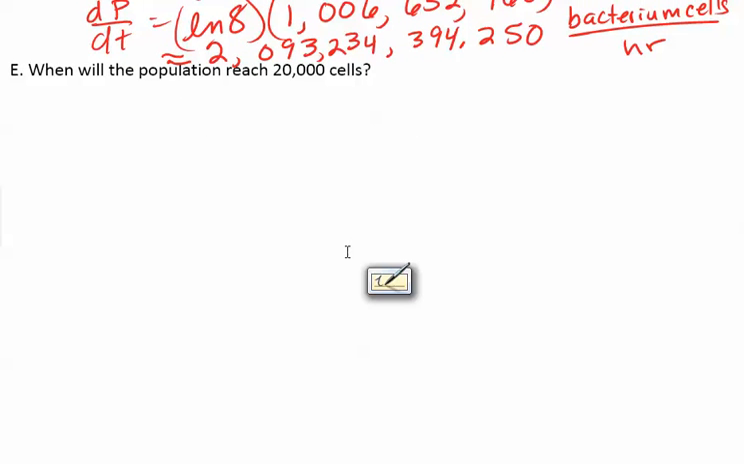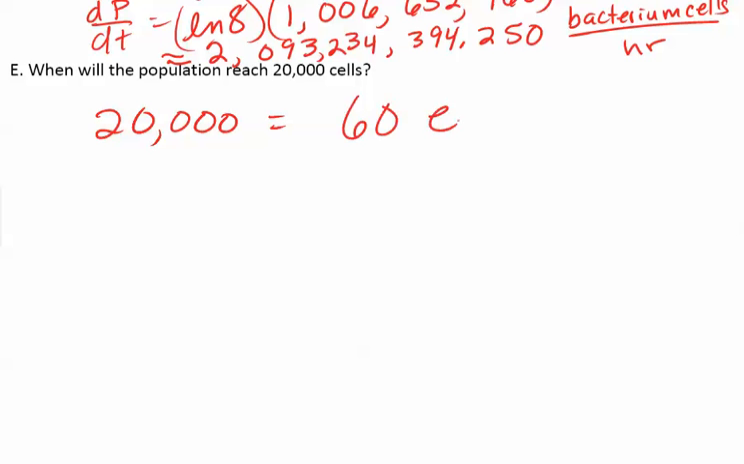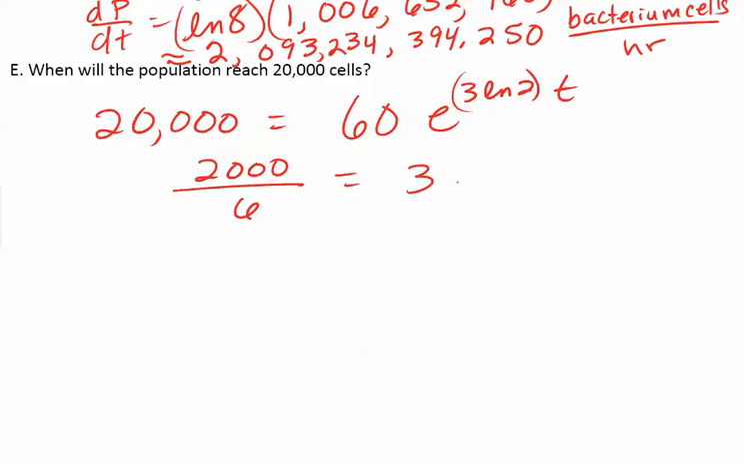And when will the population reach 20,000 cells? So let's go back to our previous model. So here are 3 ln of 2. You could write again as ln of 8 if you wish, same thing. So let's divide both sides by 60. And you could of course make that 1,000 over 3. You can do as much simplifying as you wish here.